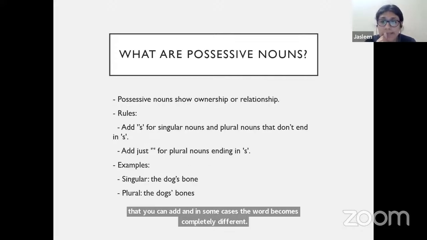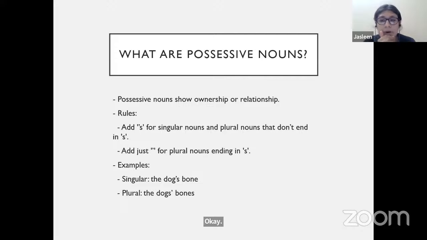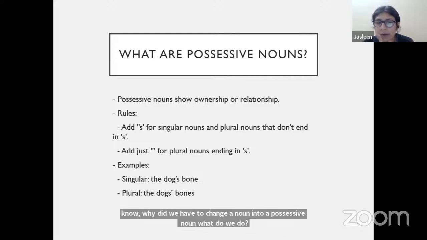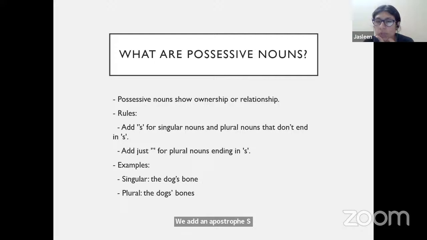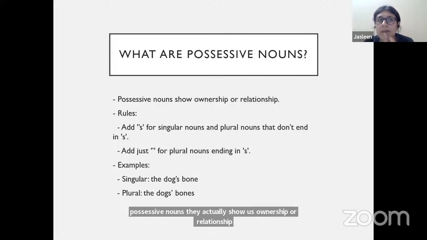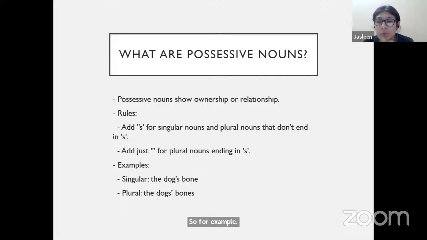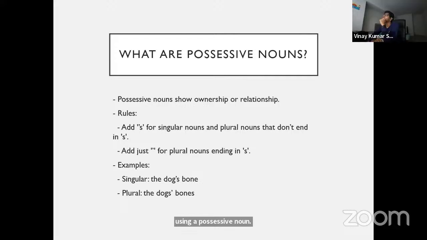Now, what are possessive nouns? When we have to change a noun into a possessive noun, what do we do? We add an apostrophe S. Possessive nouns show us ownership or relationship. So, for example, give me some example of showing ownership using a possessive noun. The man's house. This is the man's house.